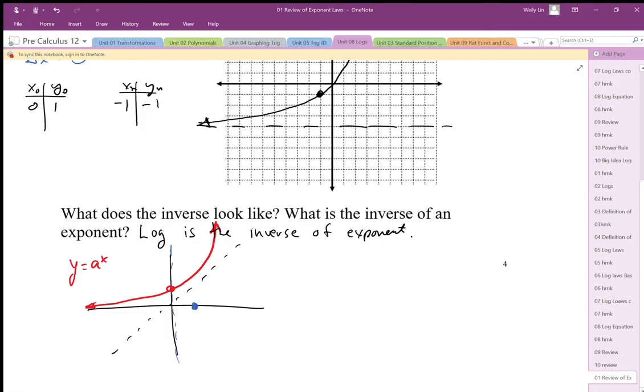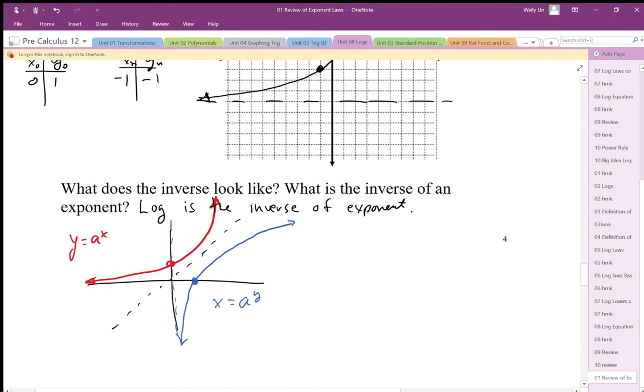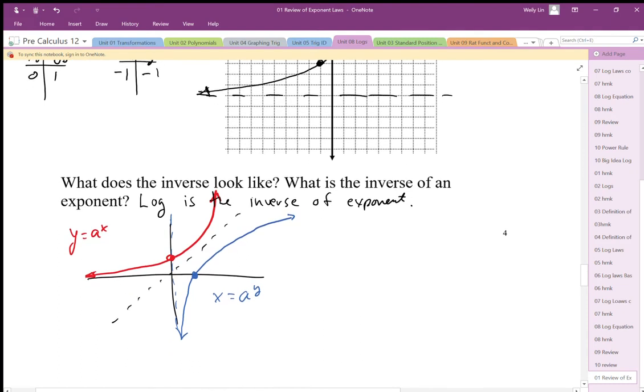And it should be a reflection across that line. We should have a mirror image, and so this would be the inverse when we switch the x and y. There's our inverse function, and this is what a logarithm looks like. This is a log graph. This is the inverse of exponents. So this is what we're going to start getting into. We want to be able to undo an exponent.